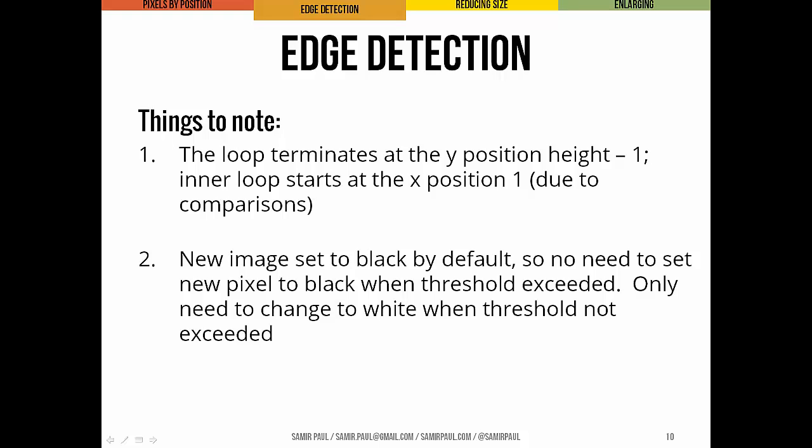Second thing, the color of the new pixel, we don't have to set it to black when the threshold is exceeded because the new image is already black, right? It's black by default because we made a new blank image, and the RGB values default to 0 when we do that. So the new pixel is only changed to white when the threshold is not exceeded.